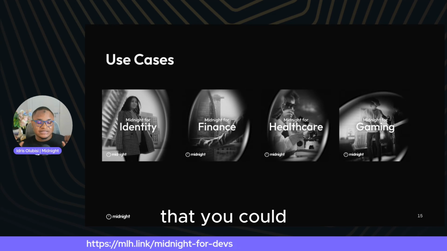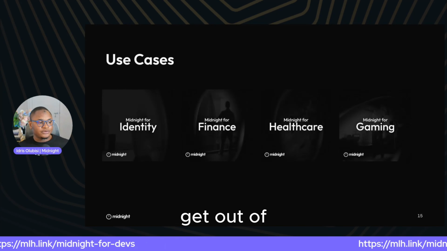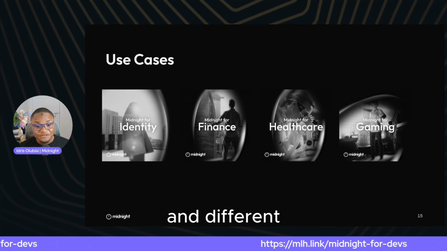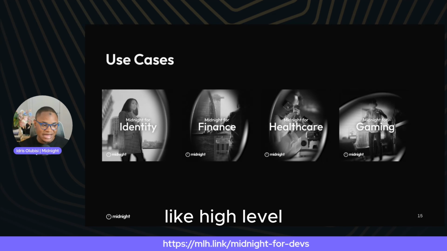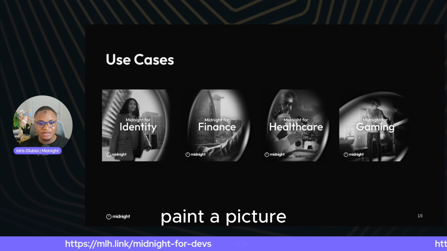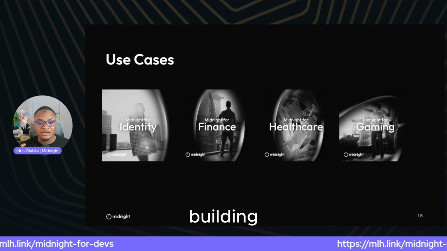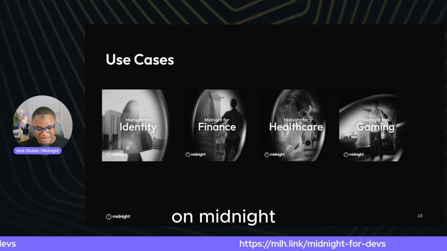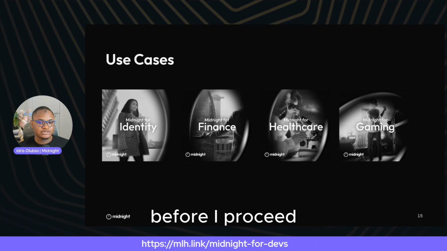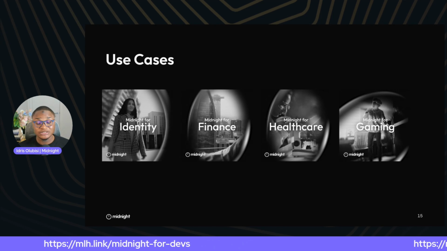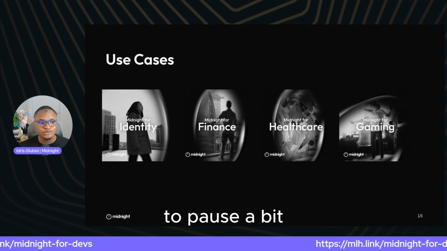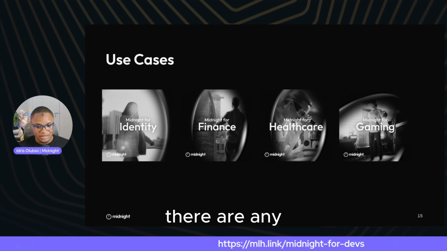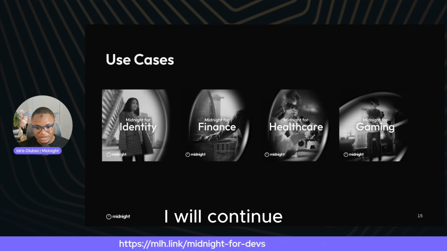So there are a lot of things that you could get out of building on Midnight, and different use cases across the board. These are just high-level examples to paint a picture of what it looks like building a decentralized application on Midnight. Before I proceed to how Midnight actually works, because I've talked about the use cases a whole lot, I'm going to pause a bit to see if there are any questions. Otherwise, I will continue.